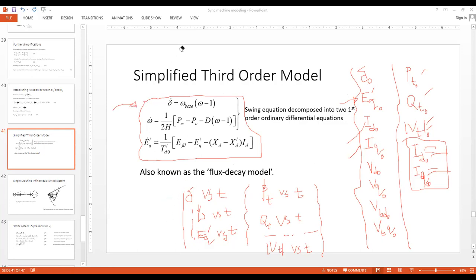So let's go through the questions then. First question, do we know the initial value of the first state variable, delta? Yes, we know. So that is done. Next question, do we know the initial value of omega?